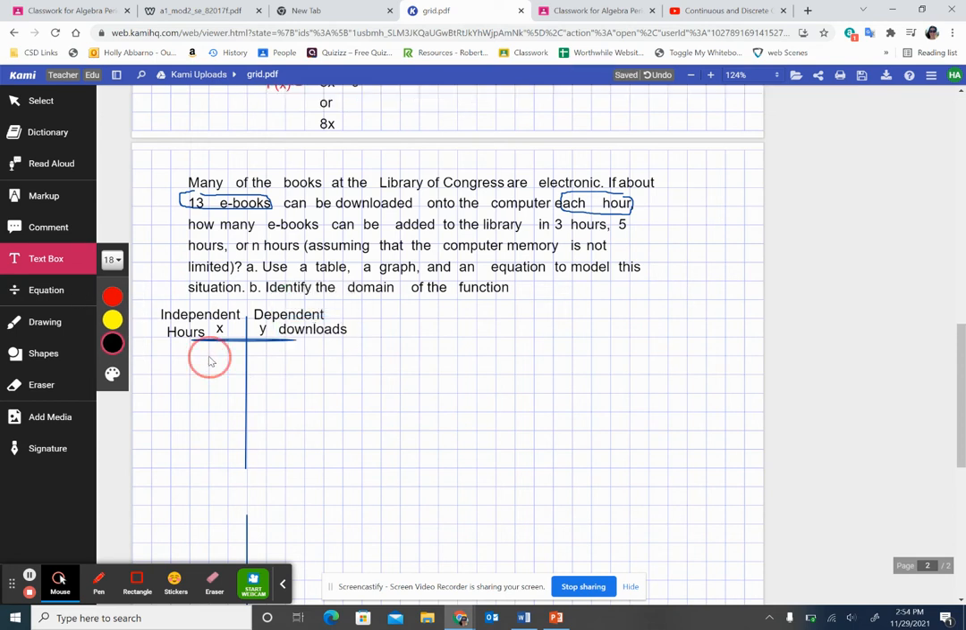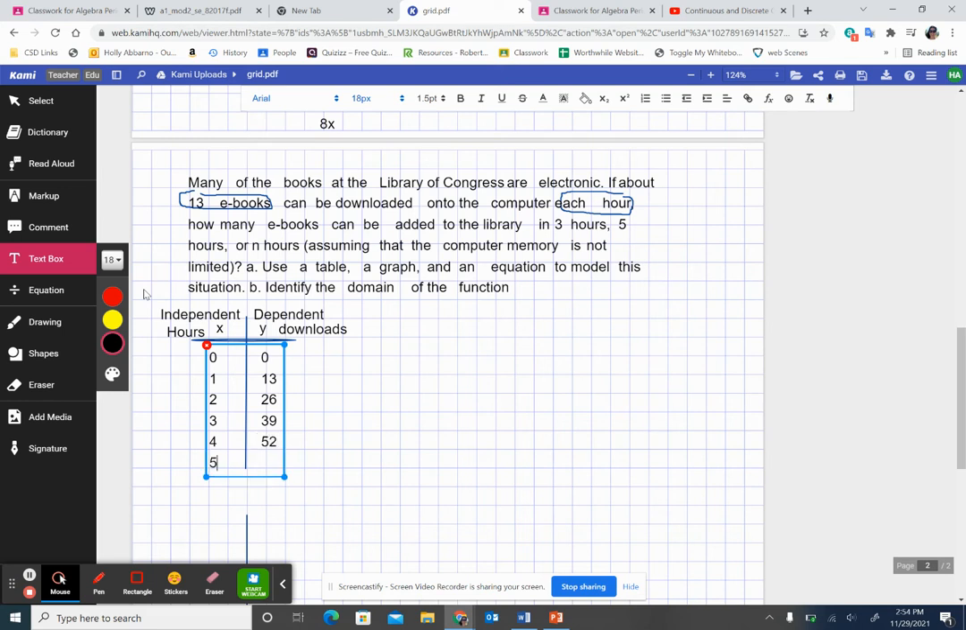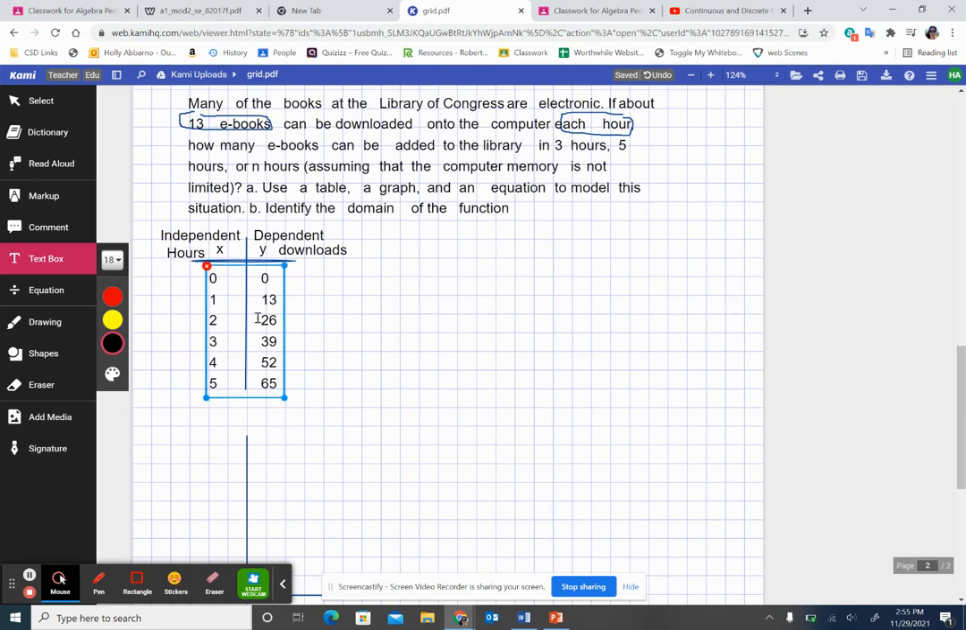And so we're going to say if 0 hours, we're going to get obviously 0 downloads. At 1 hour, it's going to be 13 ebooks. It's changing. 2 hours, 26. 3 hours, 13, 26, what, 39, is that right? 4 is going to be 49, 50, 52. And remember, if I'm writing it, you're writing it. 65, that's probably good. Okay, so our independent is our hours, is our x. Our dependent is our y. And we have it going on here.